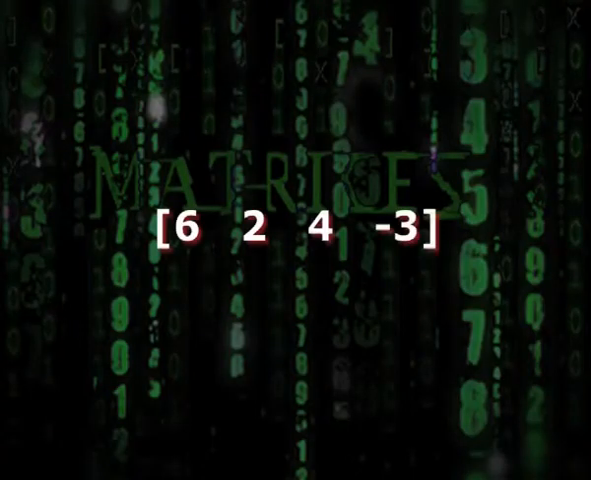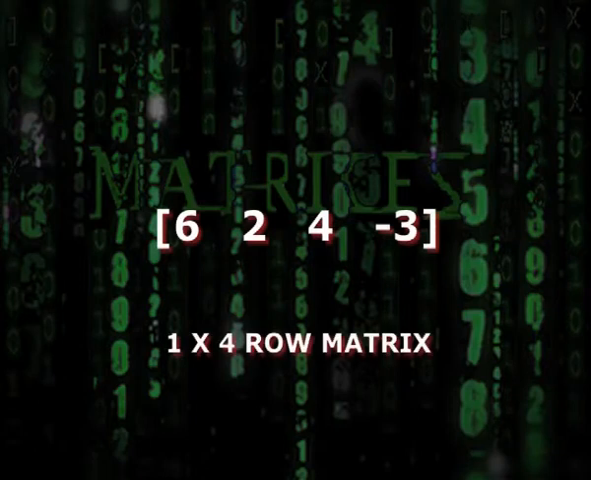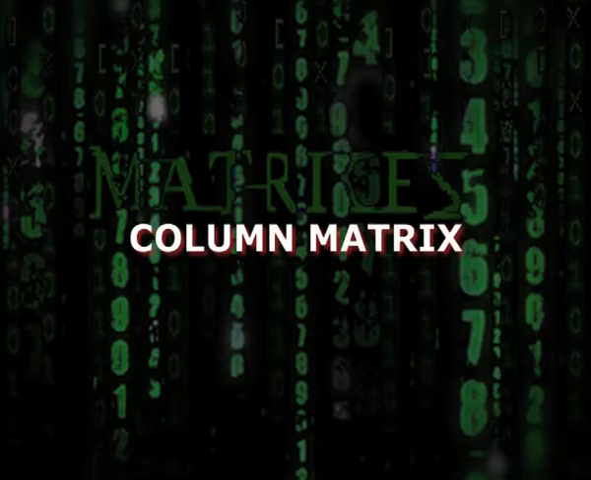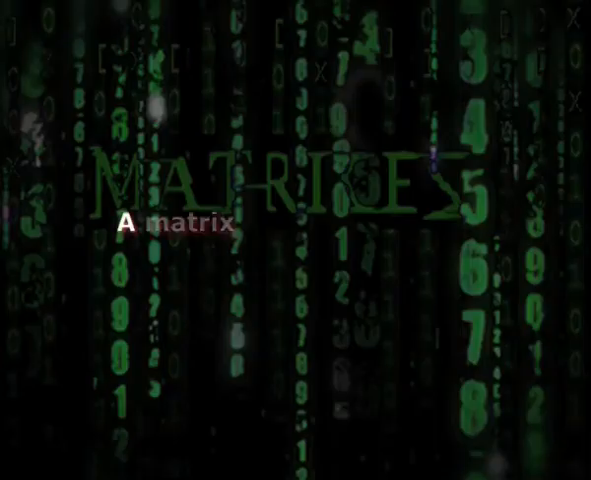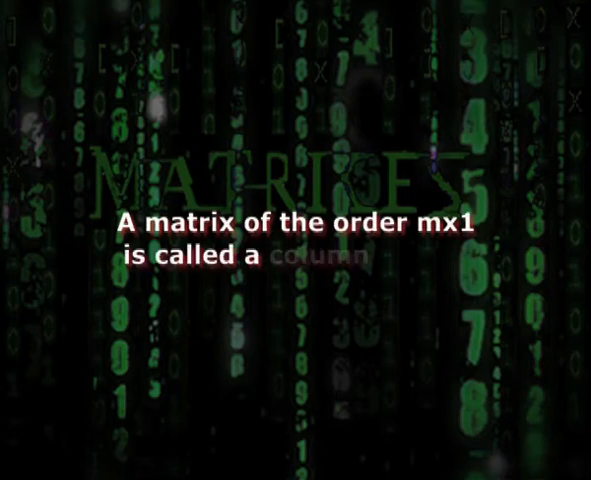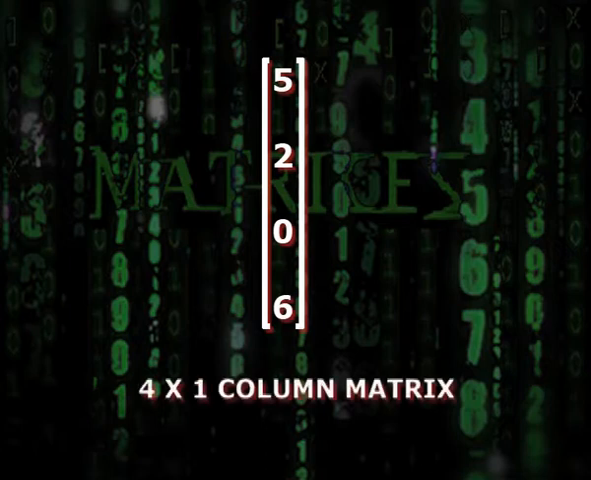An example of a row matrix: you can write a matrix just in a row, and the elements present over here are 6, 2, 4, minus 3. This is an example of a 1 by 4 row matrix. Now, a column matrix is a matrix having only one column, and it's called a column matrix or a column vector. Thus, a matrix of order m by 1 is called a column matrix. Example is this. It is a 4 by 1 column matrix.